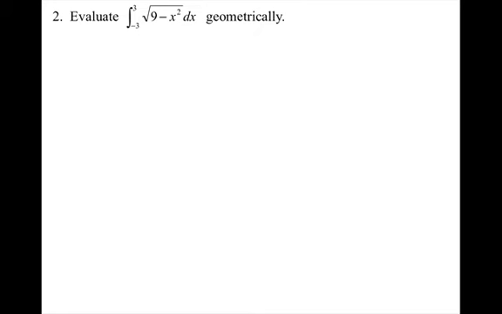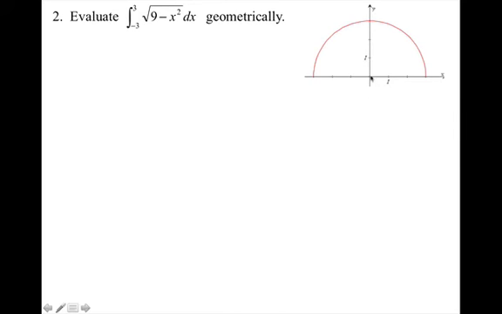All right, another type of example you're going to see is ones that say evaluate the integral from -3 to 3 of some function, in this case the square root of 9 minus x squared dx, geometrically. What this means geometrically is that if you were to actually graph this function, you'll notice that it's some geometric shape that you already know the area formula for. And you should notice that this is the function for a semicircle with a radius of 3.